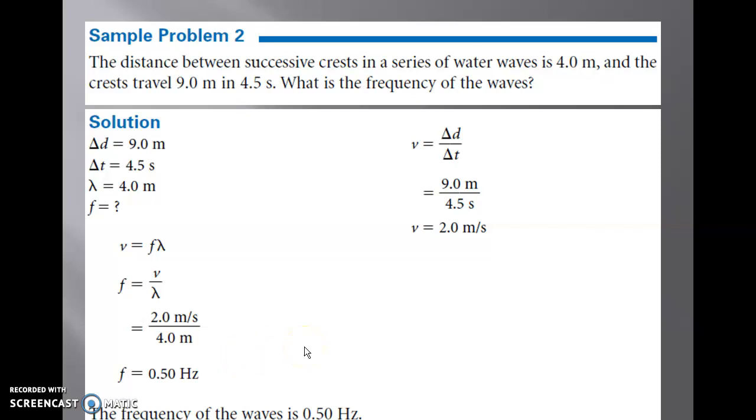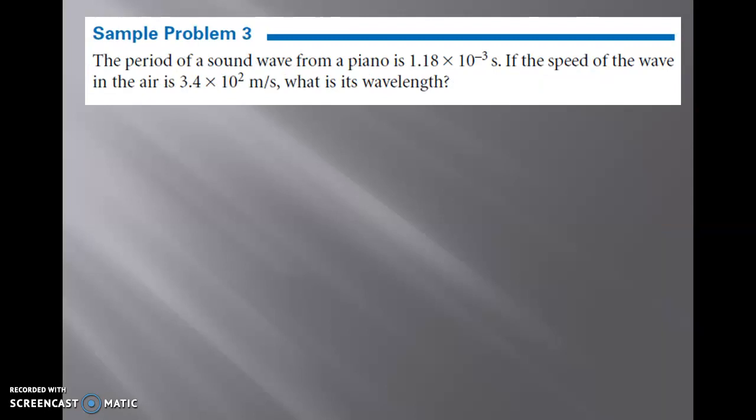Okay, let's solve one more example. Example 3. The period of a sound wave from a piano is 1.18 times 10 raised to the power minus 3 seconds. If the speed of the wave in air is 3.4 times 10 raised to the power 2 meters per second, what is its wavelength?